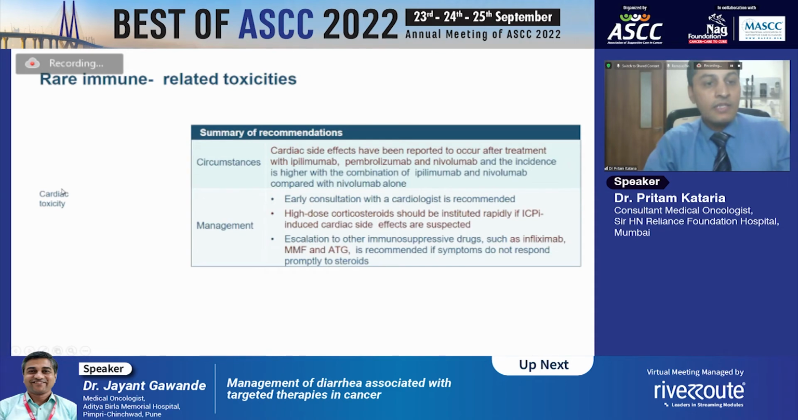Now coming to the next rare toxicity, that's cardiac toxicity. Cardiac toxicities are known with the immunotherapeutic agents. We should do an early consultation with the cardiologist and we should start this patient on high-dose corticosteroids. If there's no improvement with the high-dose corticosteroids, in that situation, we should be starting these patients on other immunosuppressive therapies like infliximab, MMF, or ATG.